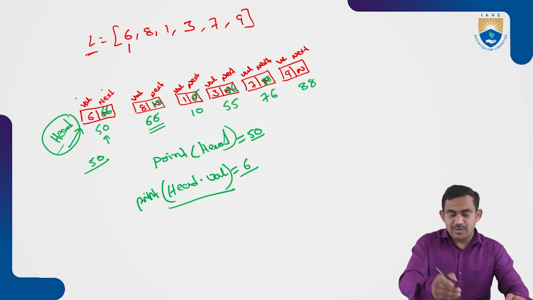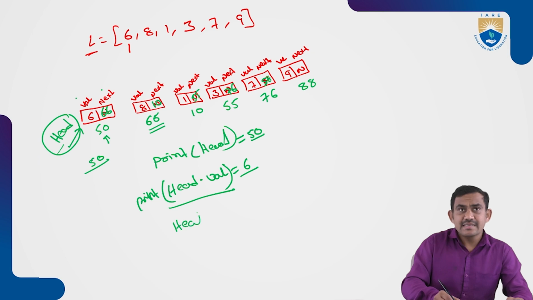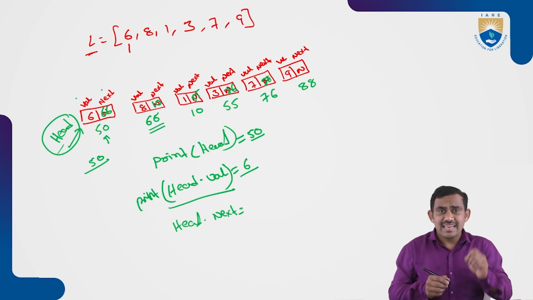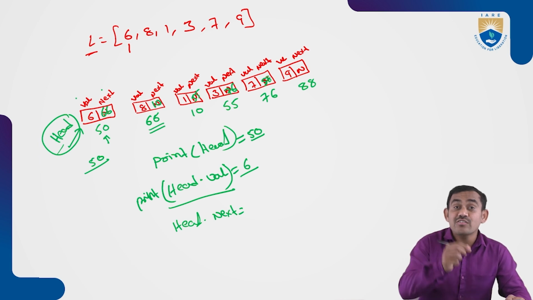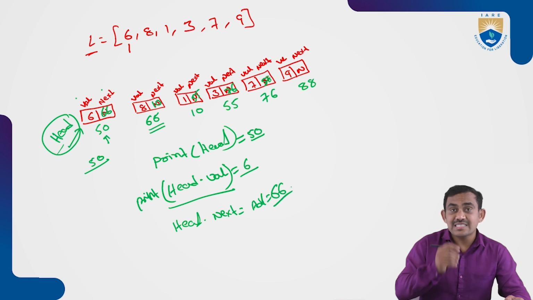If suppose I want to print head dot next. What is head dot next? Again check it. Head is 50. 50 dot next means one more address. Here we will print the address. The address is 66. Here we will print the address, that is 66.